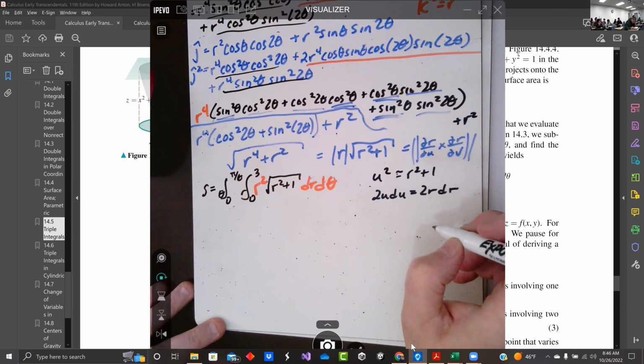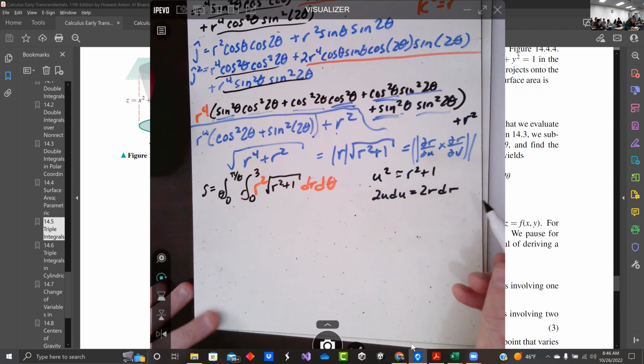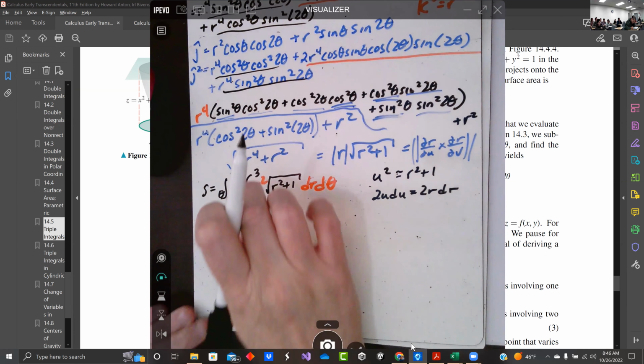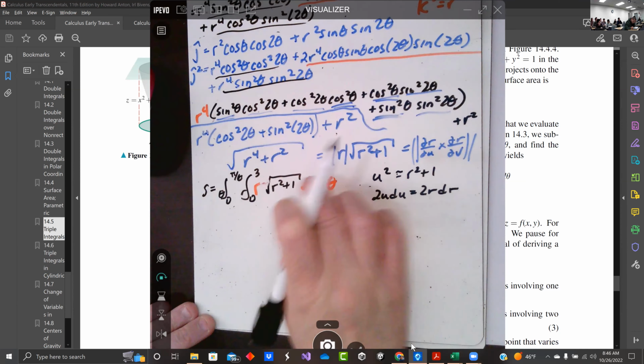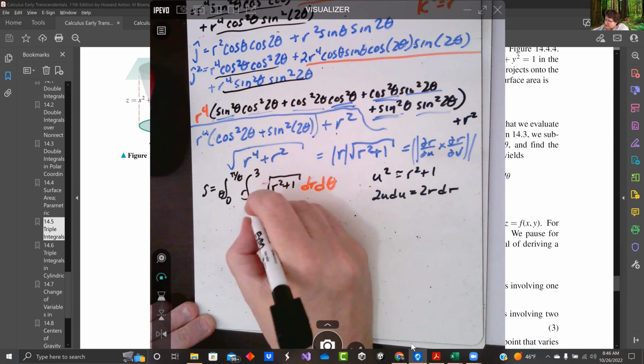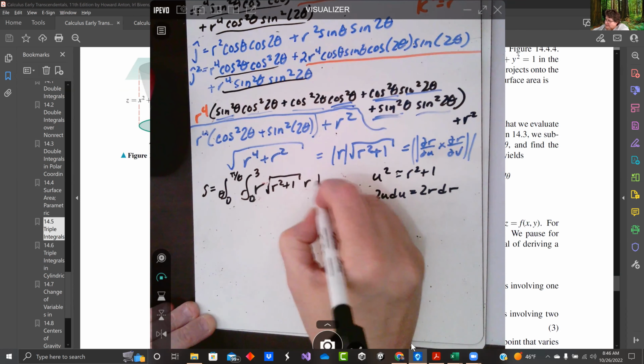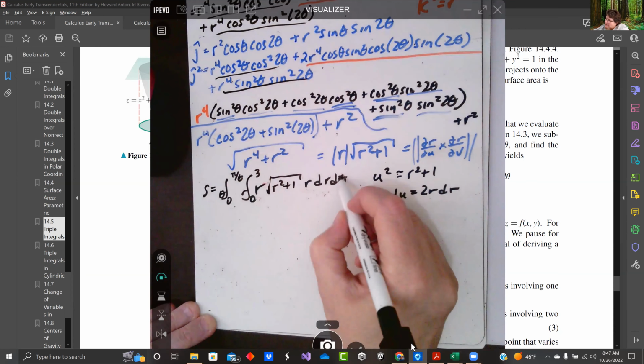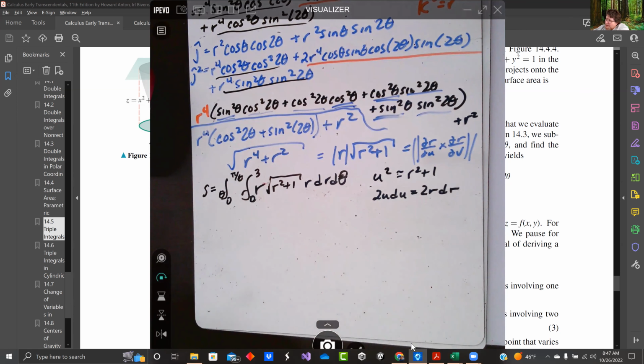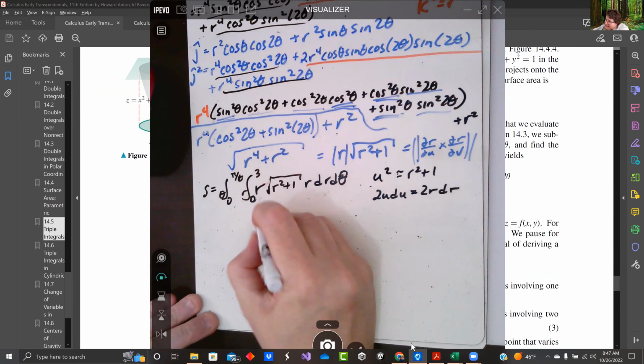Yes, question? Why do we even have an r squared in front of the radical anyways? We found that we have the absolute value of r times the square root of r squared plus 1. Because one of the r's was from that and the other r was from r d theta. Yes, right. I'll re-put it like that so that you can see it.